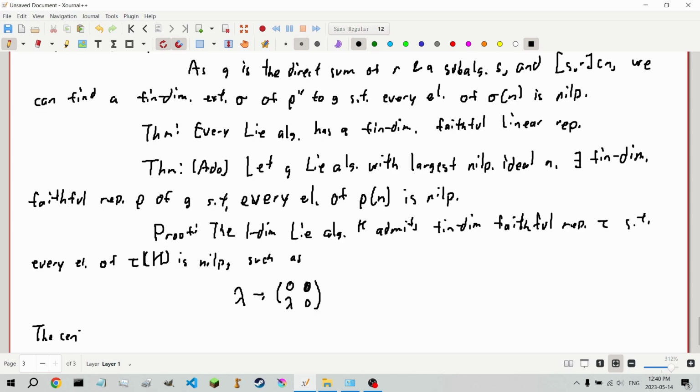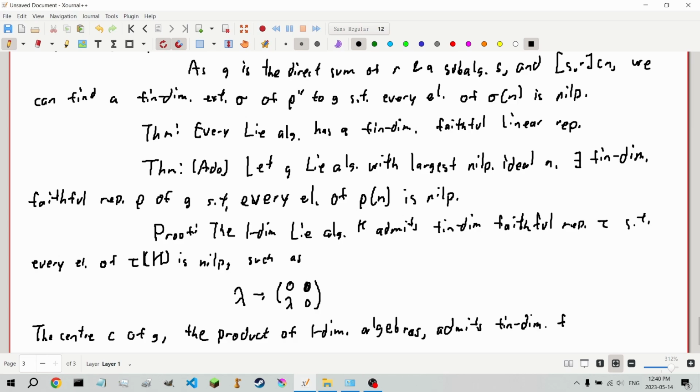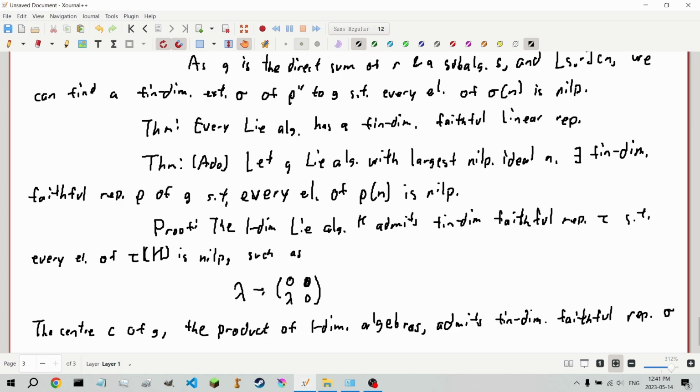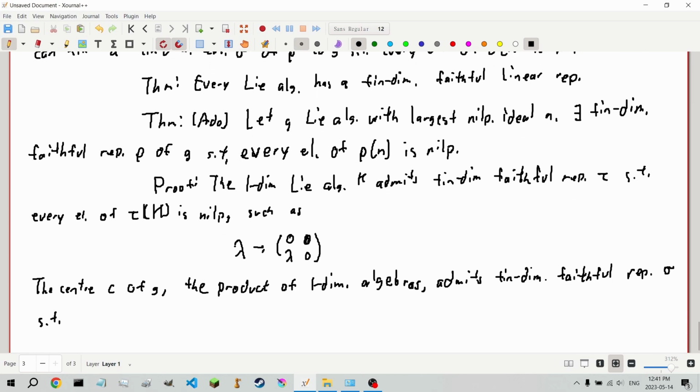Thus the center C of G, as the product of one-dimensional algebras, admits a finite dimensional faithful representation σ such that every element of σ(C) is nilpotent.